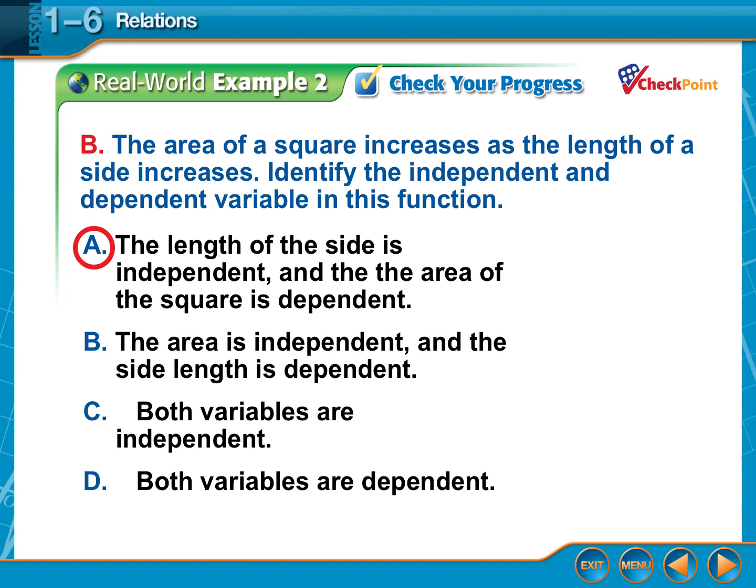Another one, the area of a square increases as the length of a side increases. What are our two variables? The area and the length. Okay, what is our independent variable? So let's read it. The area of a square increases as the length of a side increases. So our independent variable is that length. Area would be, in this case, the dependent variable. Okay, so read it carefully. If you need to read it out loud, that'll help.